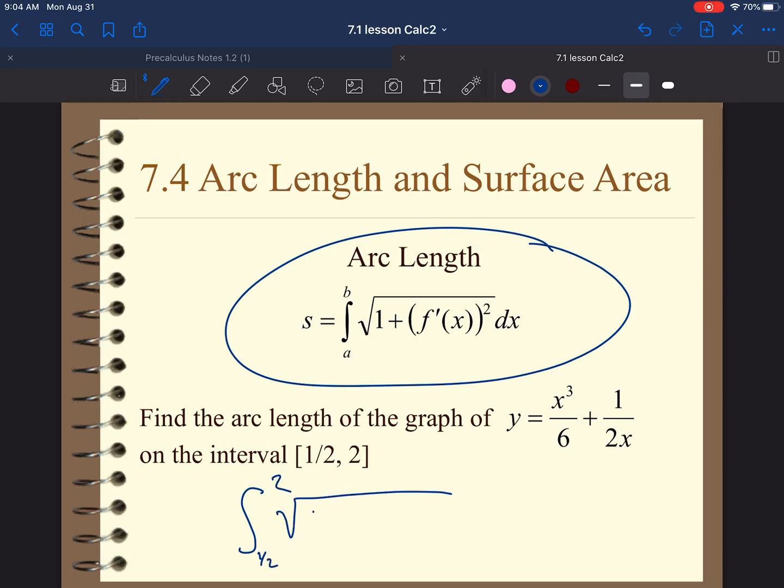And I'm going to do the square root of 1 plus. Now, notice what I have to do, though. I have to find the derivative. So I've got to find y prime. The derivative of this is going to be 3x squared over 6.